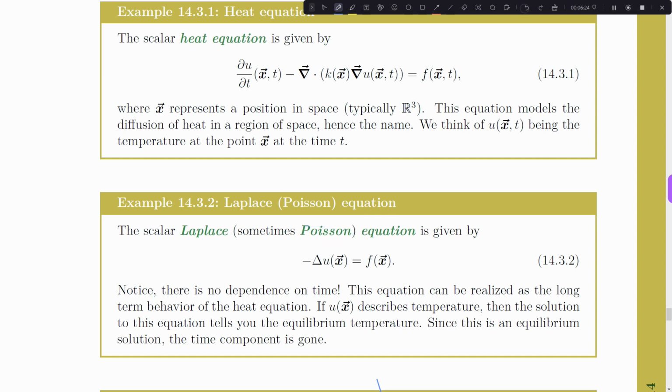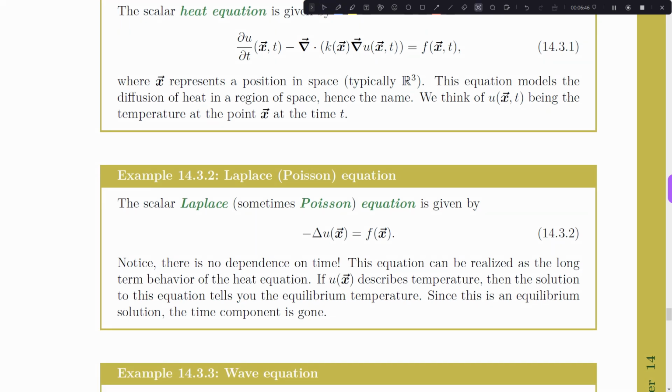And in general, what this is describing is this kind of calculates the curvature of the scalar field, and it says I'm going to let the curvature of the scalar field be given by some scalar function. And when that scalar function is 0, we recover the Laplace equation.